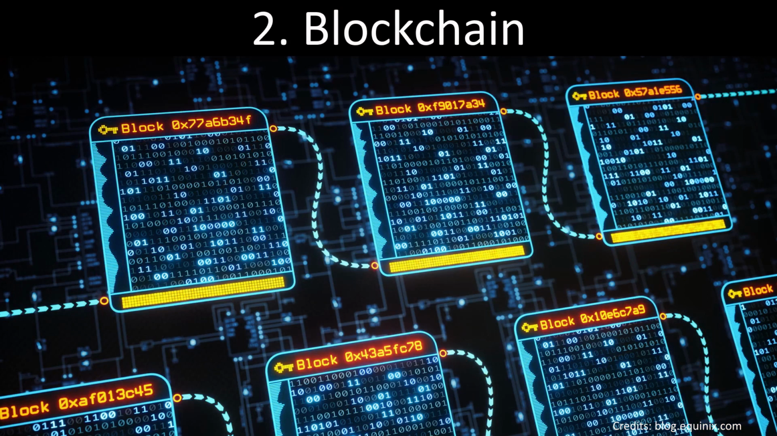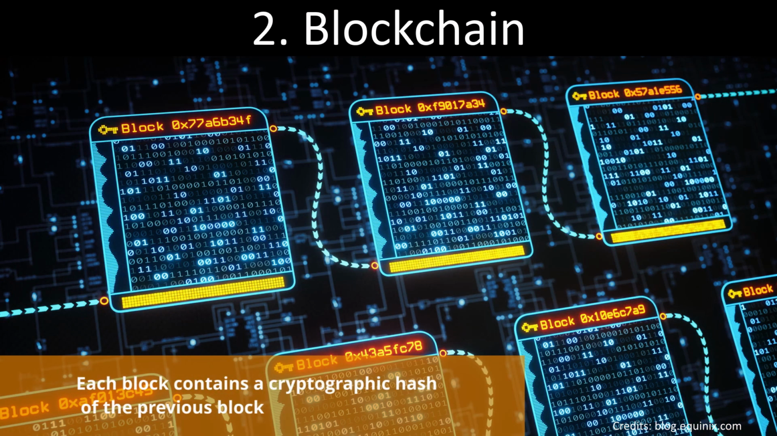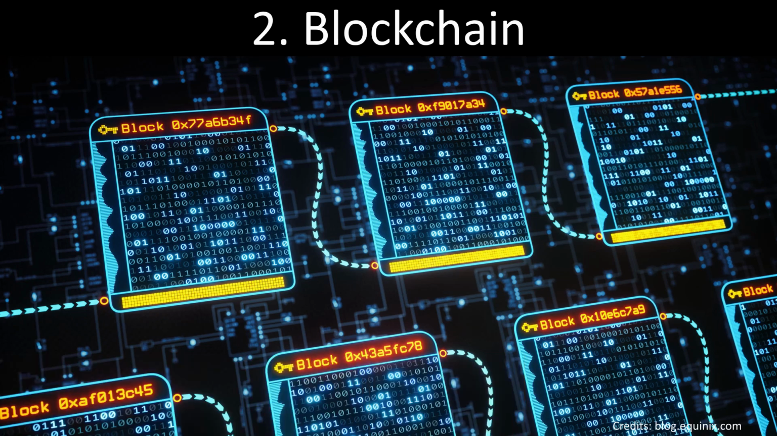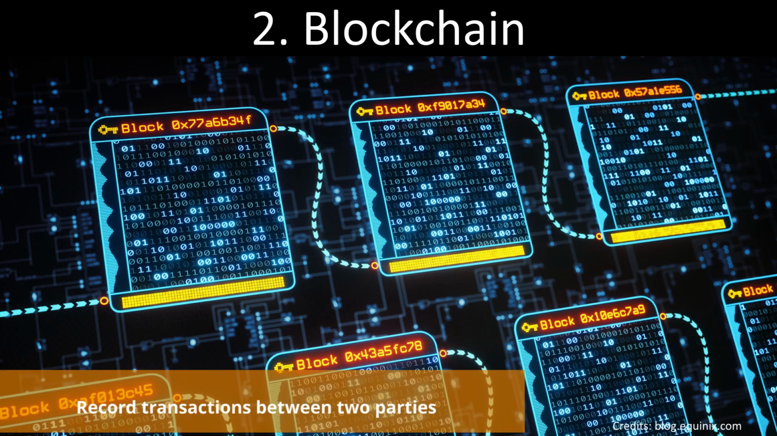Let's pass to the second technology, blockchain. It's a growing list of records called blocks that are linked using cryptography. Each block contains a cryptographic hash of the previous block, a timestamp, and transaction data. By design, a blockchain is resistant to modification of the data. It's an open distributed ledger that can record transactions between two parties efficiently and in a verifiable and permanent way.